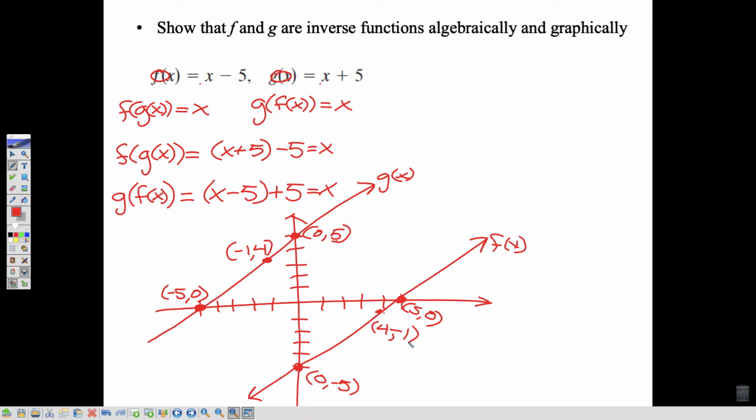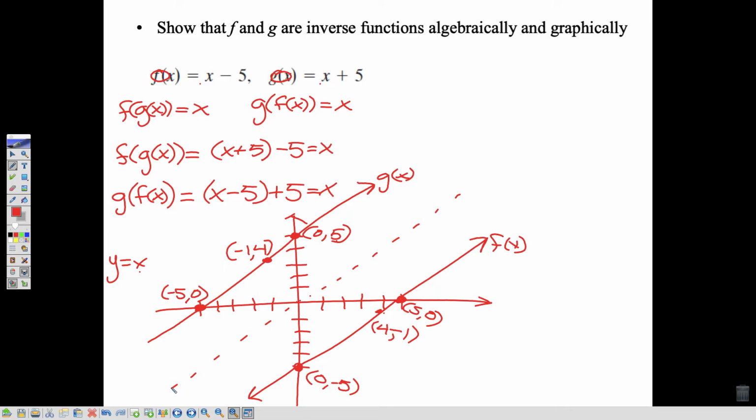The other thing is it reflects across the identity line, the y equals x line. What's the slope of that? 1. What's the y-intercept? 0. So it's this. When both of my functions have a slope of 1 and they're both linear, do you see a whole lot of reflection? No. But we'll see some later on that aren't, and you'll see that reflection.